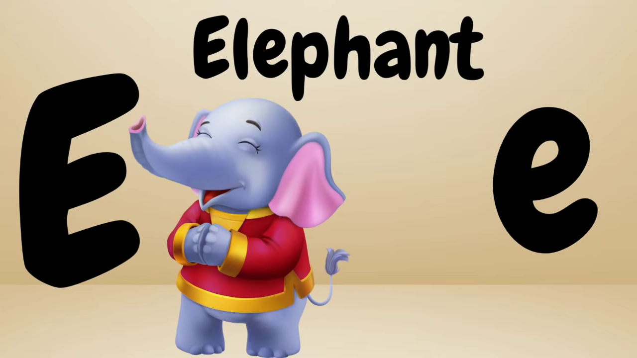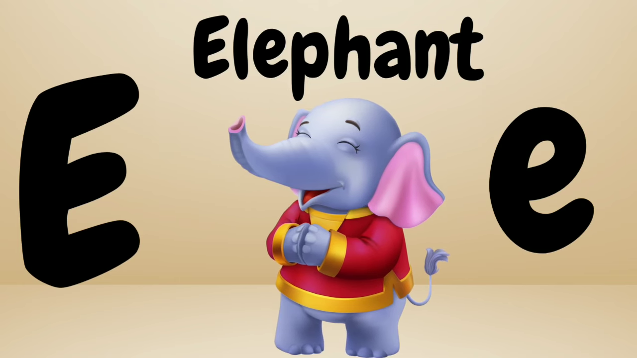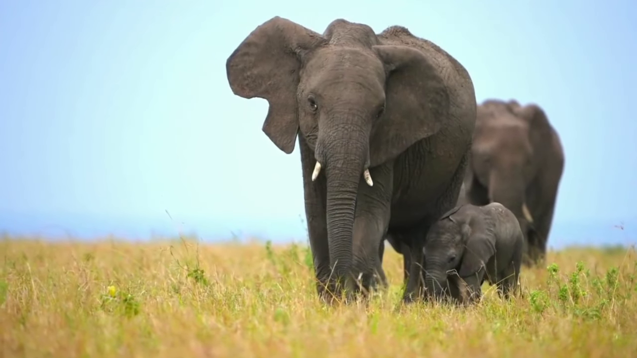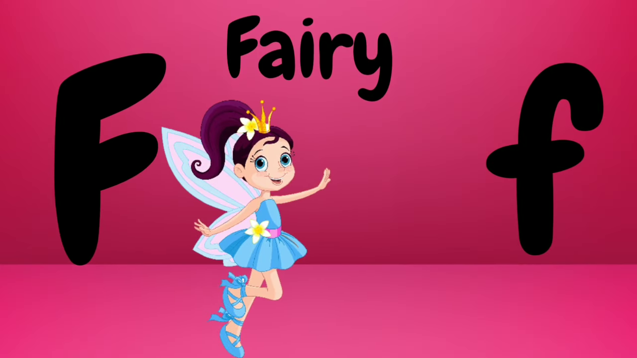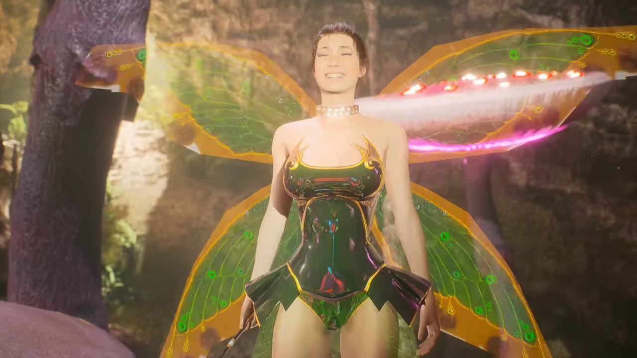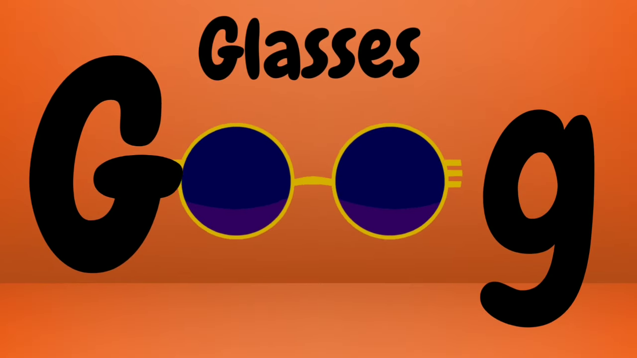E is for elephant. This is an elephant. F is for fairy. This is a fairy. G is for glasses.